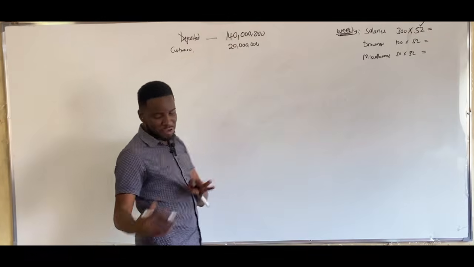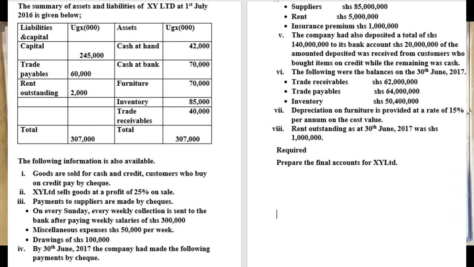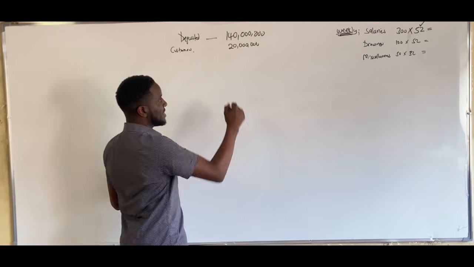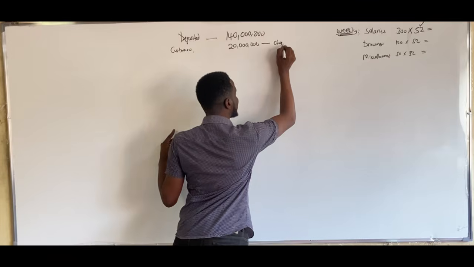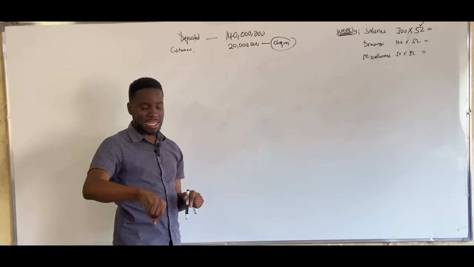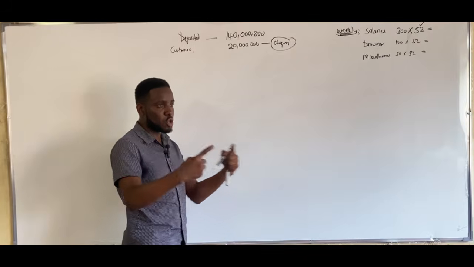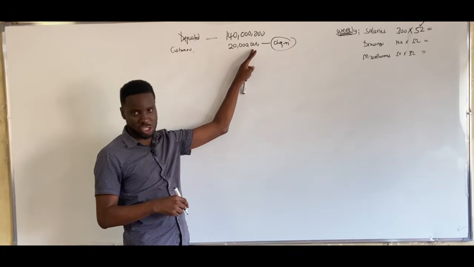Now, if you read the question at the start, they told us that goods are sold for cash and credit. But then they say that customers who pay by credit, sorry, they said that they pay by check. Meaning that if they pay by check, these 20,000 came in as checks, because these are customers paying us. The customers who took goods on credit pay by check, meaning this money came in as checks.